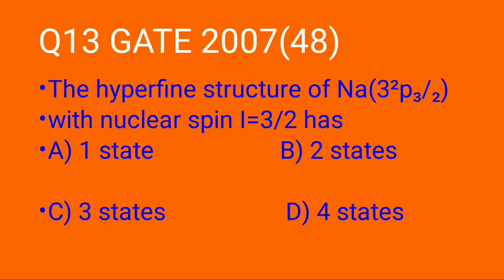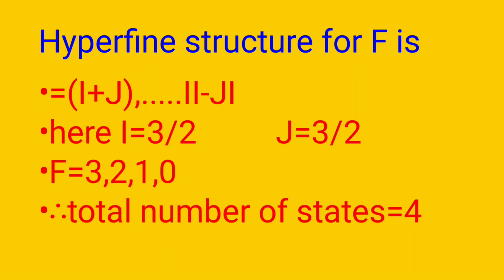Question number 13. The hyperfine structure of sodium with nuclear spin equal to 3 by 2 has A, 1 state, B, 2 states, C, 3 states, D, 4 states. Hyperfine structure, F is equal to I plus J to I minus J. Here I equal to 3 by 2, J equal to 3 by 2. Therefore, F is equal to 3, 2, 1, 0. Therefore, total number of states is equal to 4. Hence, D is the correct answer.